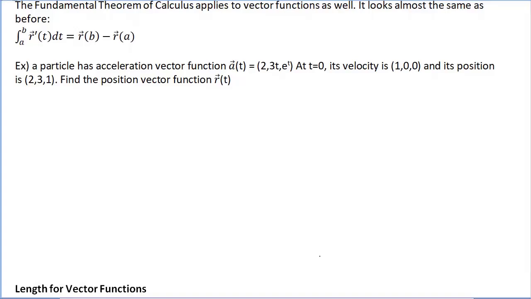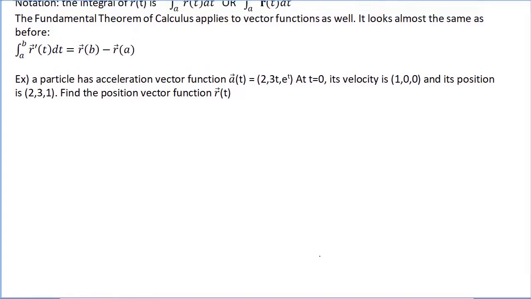So let's apply all that to a problem, and in this case, it'll be an application. So let's take a look. A particle has acceleration vector function a equals 2, 3t, e to the t. And now we know that at t equals 0, its velocity is 1, 0, 0, and we know that its position at t equals 0 is 2, 3, 1. So let's find the position vector function.